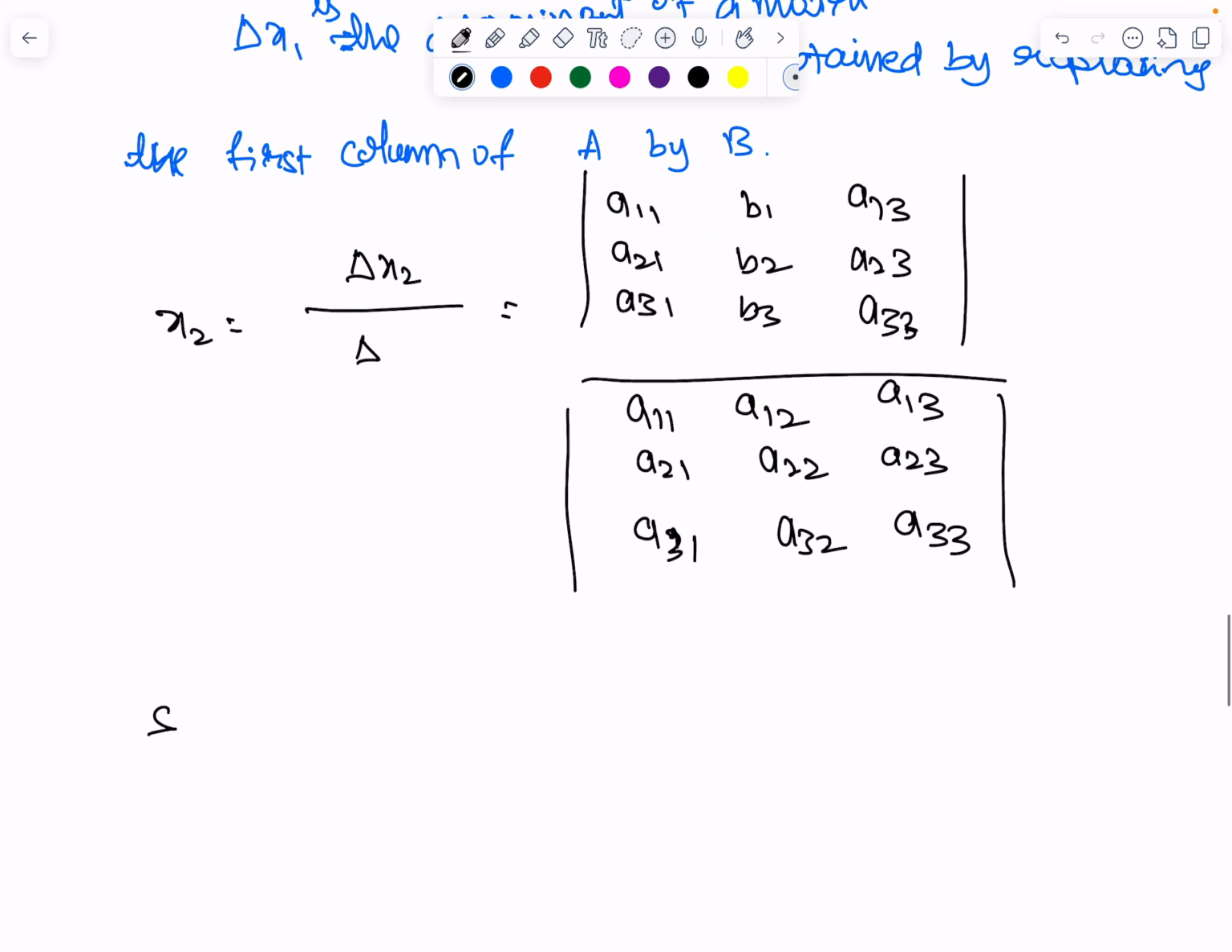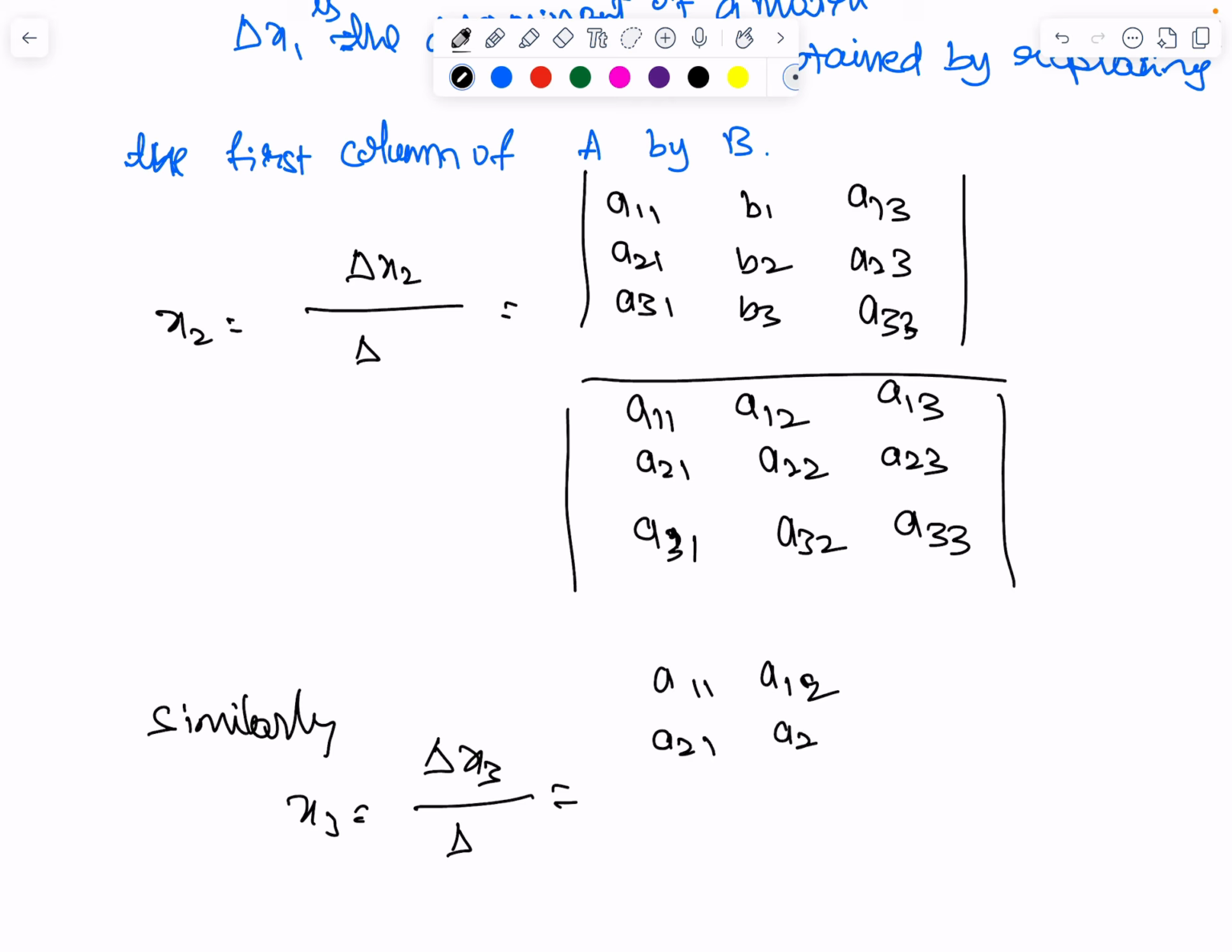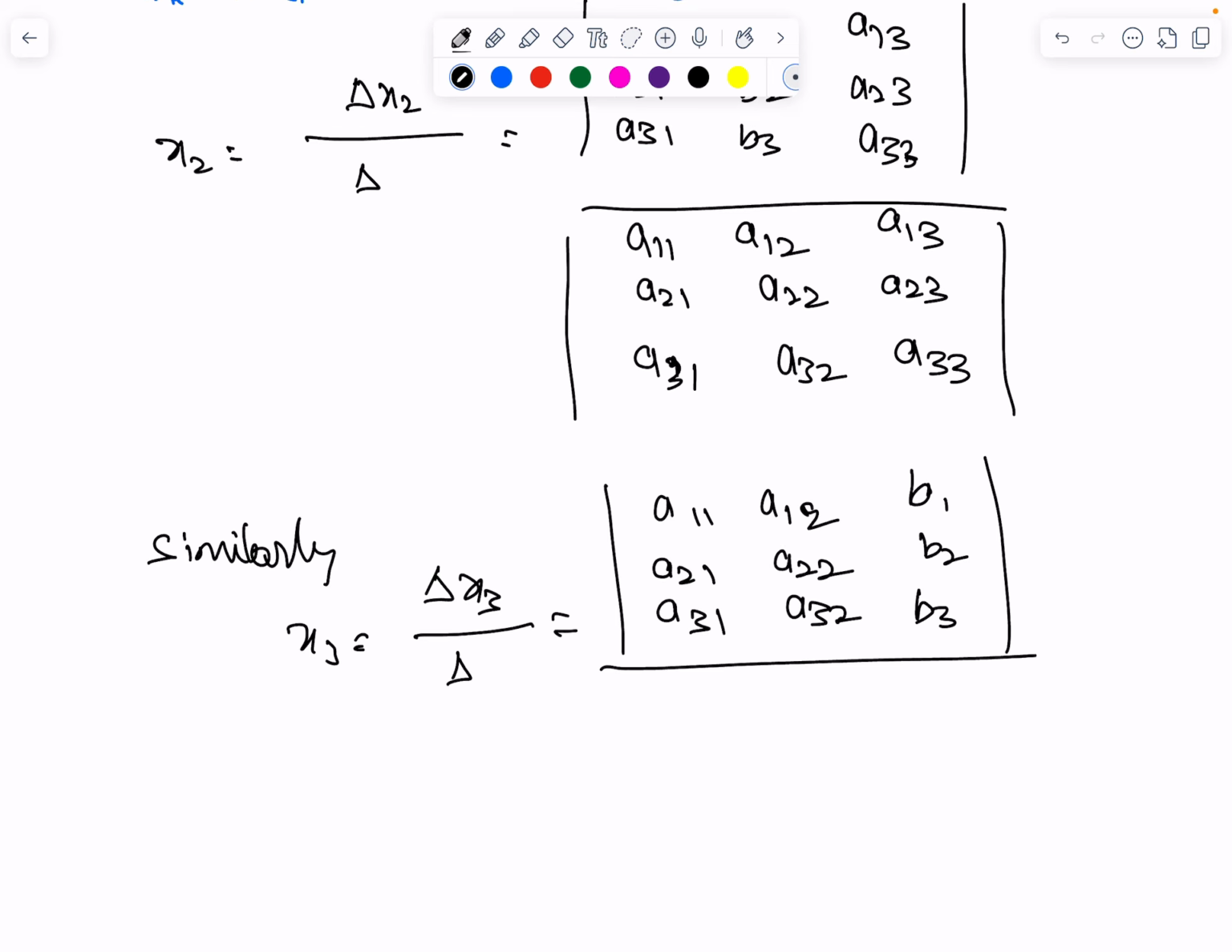Similarly, x3 is equal to del x3 divided by del, where the third column of A is replaced by the entries of B. Now the entries of B, that is B1, B2, B3, divided by the denominator, which is unchanged in all those cases. Please do remember that the denominator is always the same, that is, only the coefficient matrix determinant we are using, nothing else.